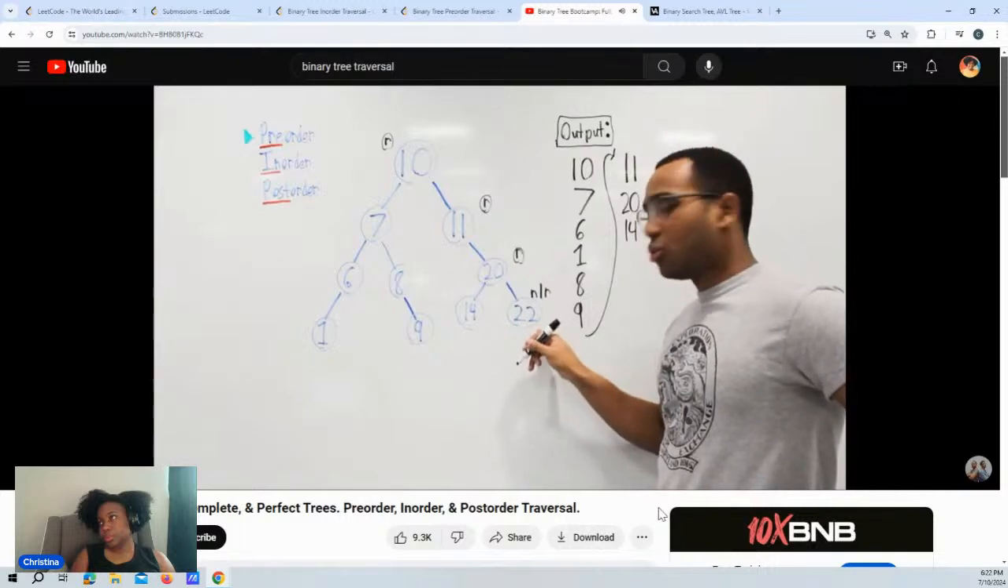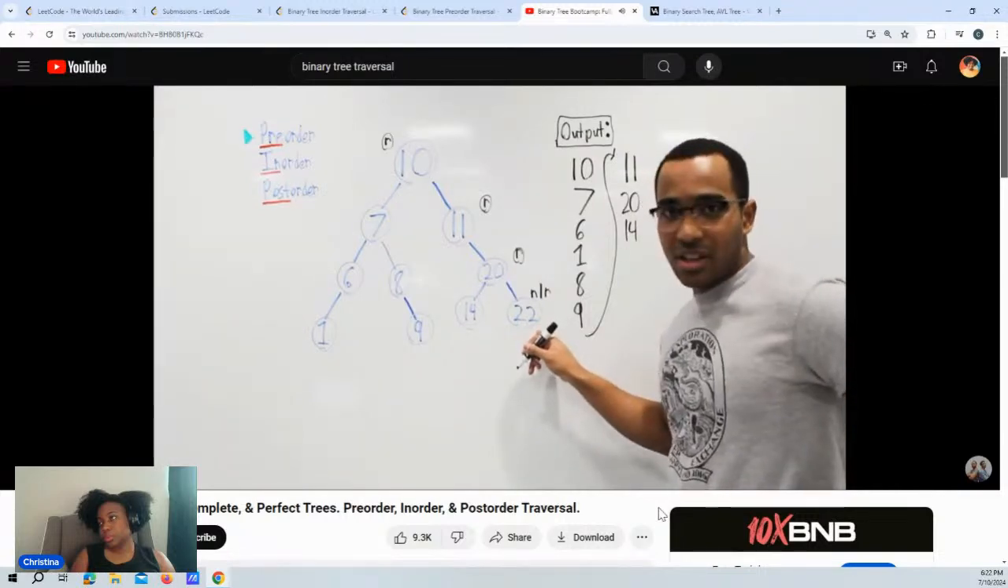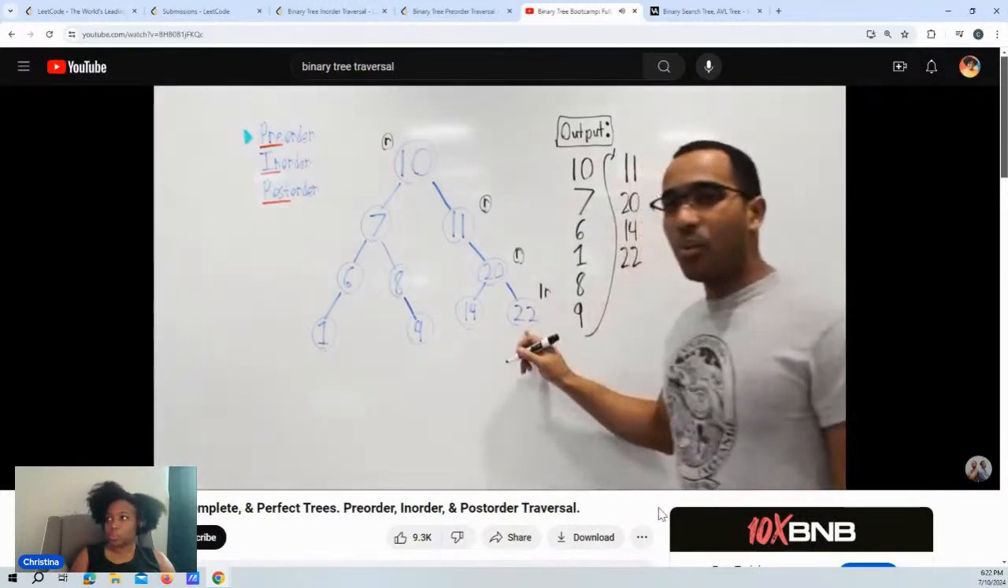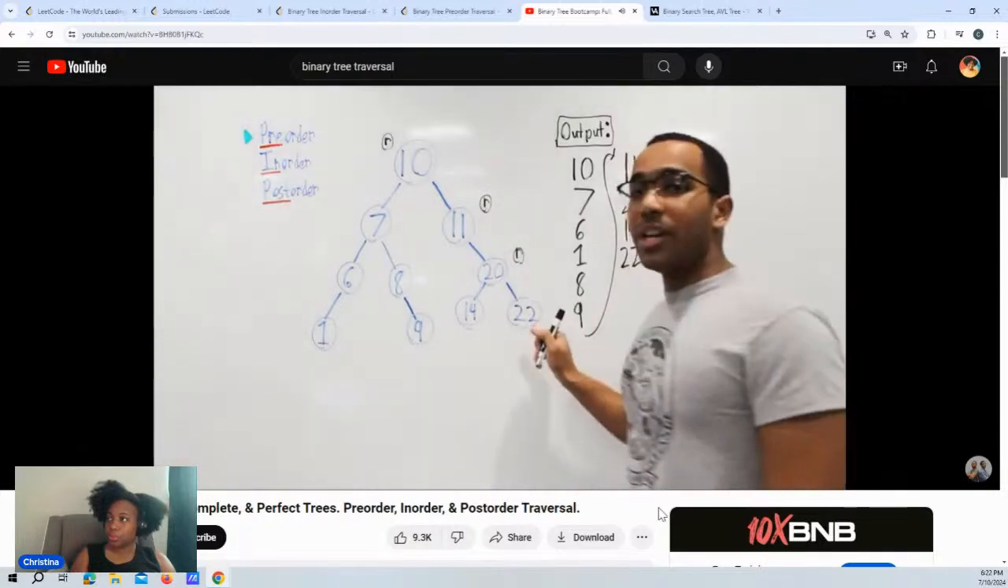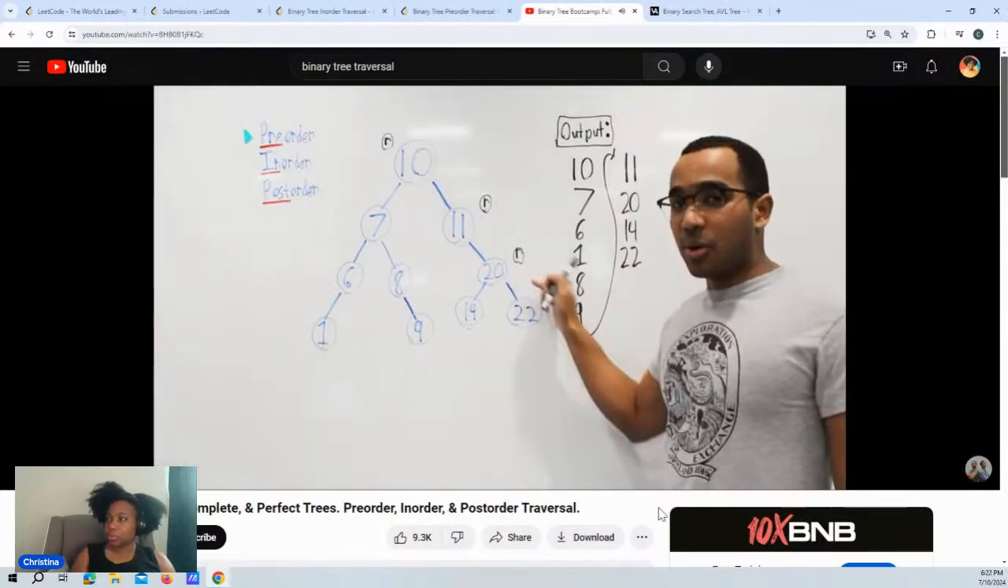So we see 22, and 22's job, well, it hasn't printed itself. It hasn't gone left, hasn't gone right in each job. So we're going to print 22. And then we'll go left, there's nothing. And then we'll go right, there's nothing. 22 is finished, it returns to 20. And then 20 has explored its right, it'll finish.